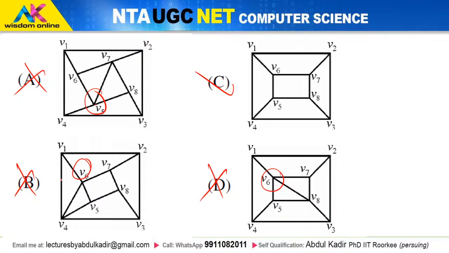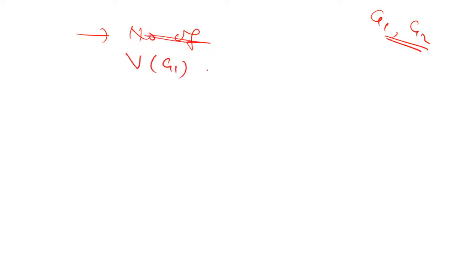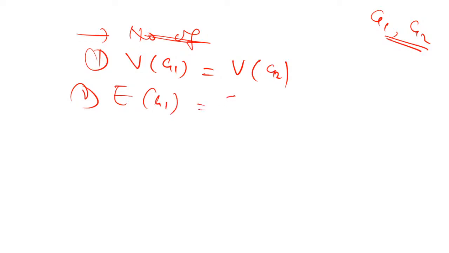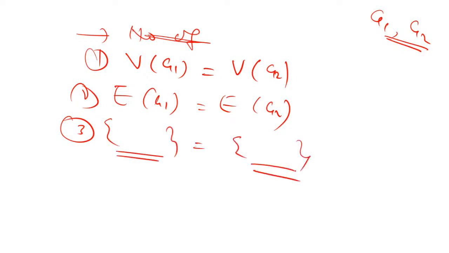So the best method to check isomorphism is to eliminate options. You can eliminate options using properties, for example the number of vertices. Let's assume you have two graphs G1 and G2. If G1 and G2 are isomorphic, then the number of vertices in G1 should be equal to the number of vertices in G2, first of all. Second, the number of edges in G1 should be equal to the number of edges in G2. Third, the degree set of G1 should be equal to the degree set of G2.